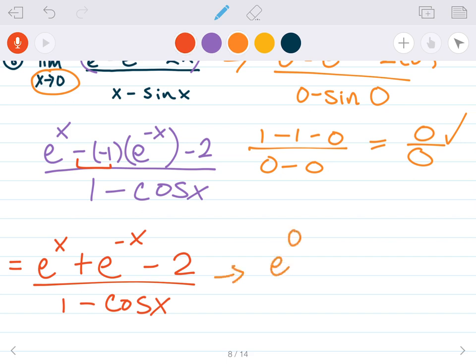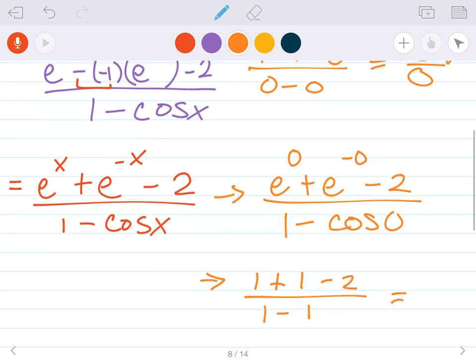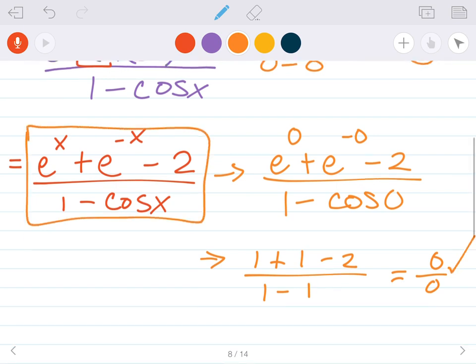So we get e to the 0 plus e to the minus 0 minus 2 over 1 minus cosine of 0. Well, e to the 0 is 1. E to the minus 0 is the same thing, so that's also 1. And cosine of 0 on the bottom goes to 1. Okay, so now we have another indeterminate form. 2 minus 2 is 0 over 0. So now we need to use L'Hopital's rule again. So let's do it.